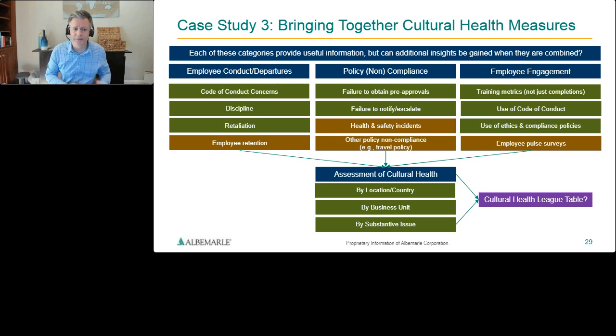HR will also have employee retention information, not necessarily our data, but data that is of a similar type to the code of conduct investigations data. We may also have information around policy non-compliance, the failure to obtain pre-approvals or to escalate, to notify the legal department in a particular situation. But there are also other examples, such as health and safety incidents. We've helped our health and safety function put together a real-time dashboard for health and safety incidents.